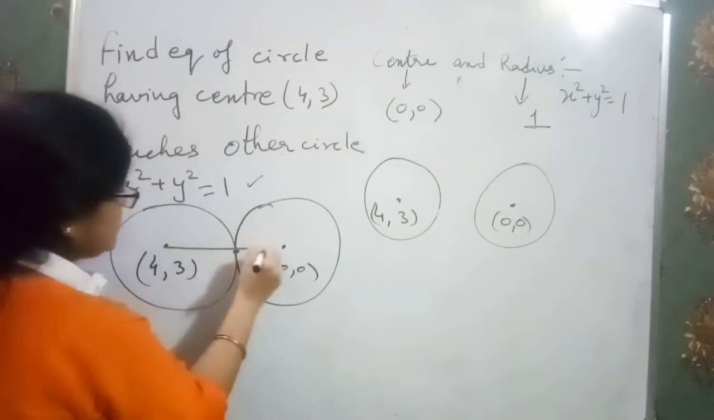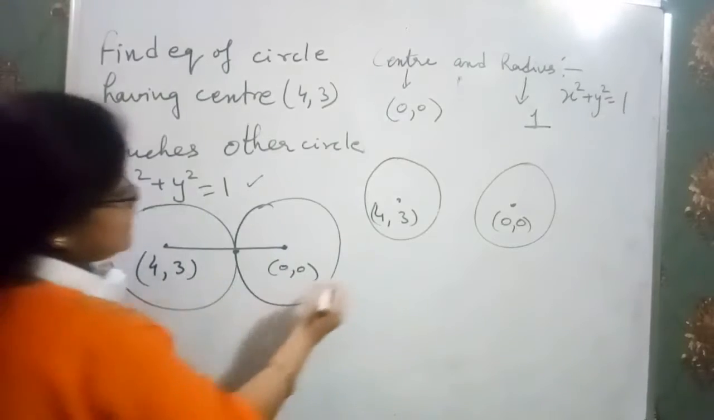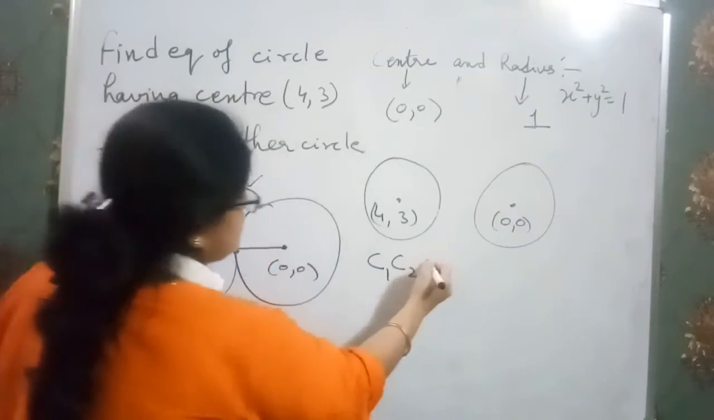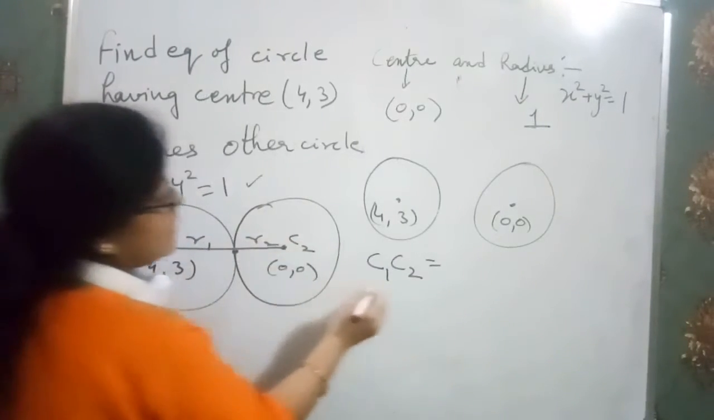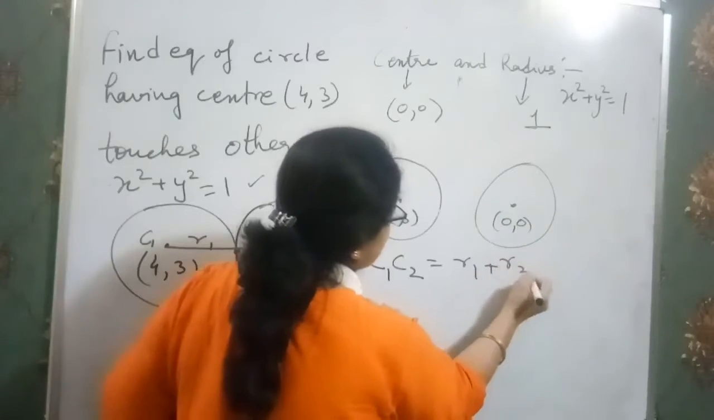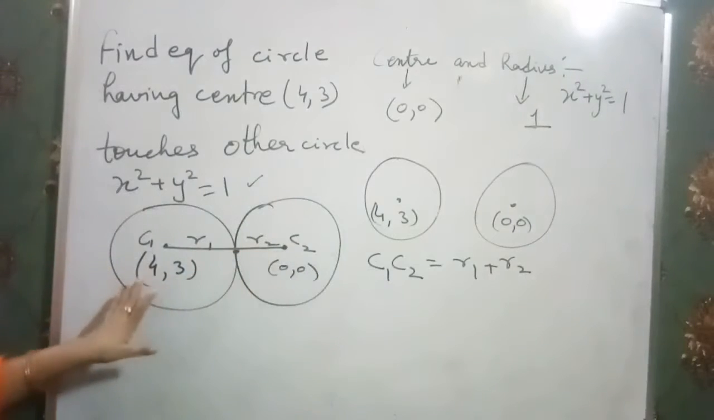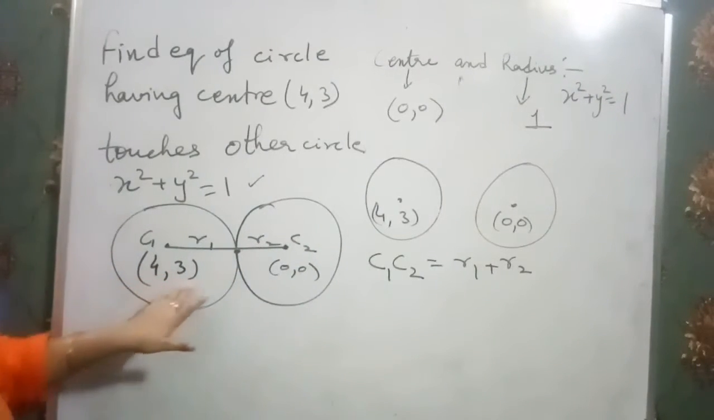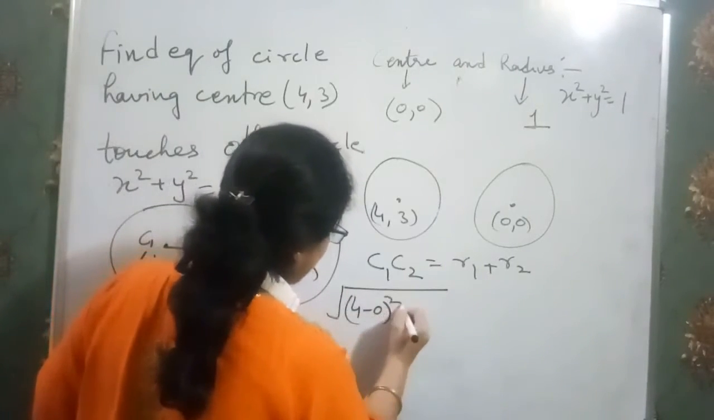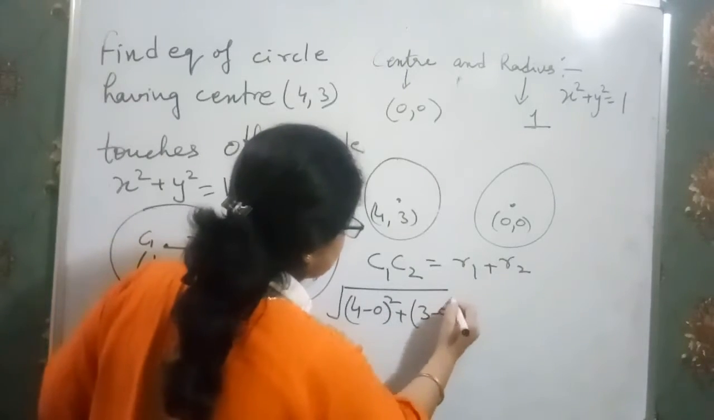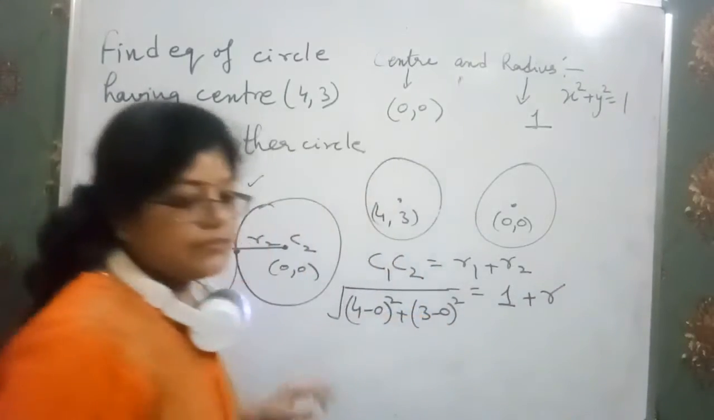So this is the distance between the two circles. We have to find the distance between the two circles, that is C1C2, for example, this is C1, this is C2. It is equal to R1 plus R2, that is, the radius of one circle and the radius of another circle. Now find C1C2, that is the distance between center 1 and center 2, by the distance formula. So we have 4 minus 0 whole square plus 3 minus 0 whole square, and the radius of one circle is 1 and the other circle we don't know.